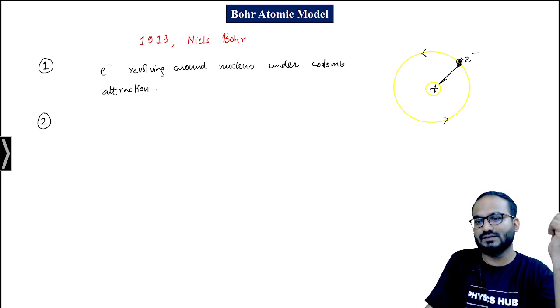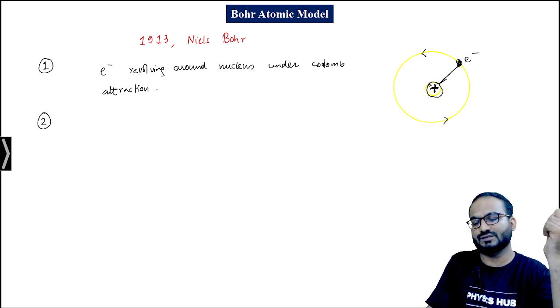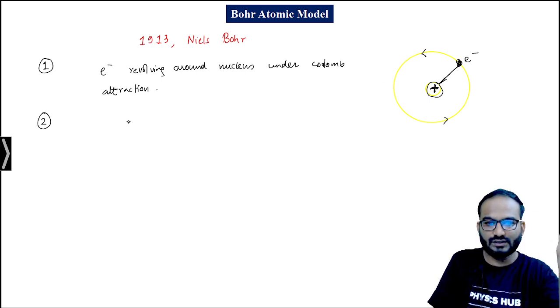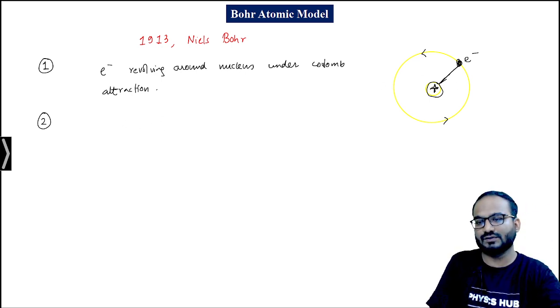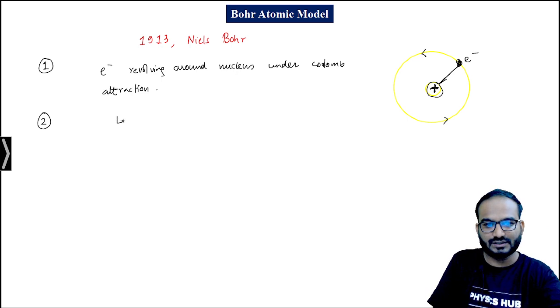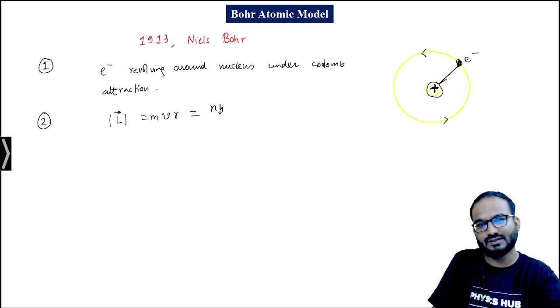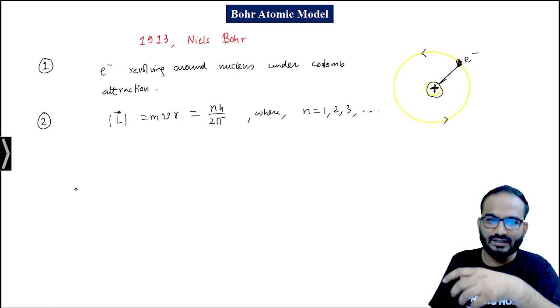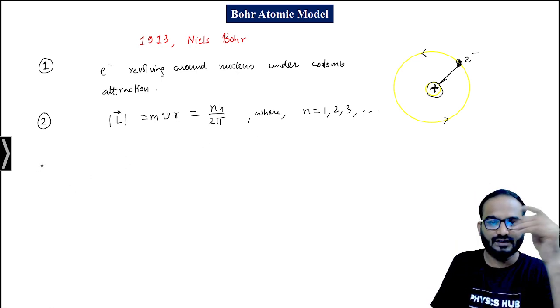Okay, this was the first postulate. Number 2, this electron cannot arbitrarily move in any of the orbit. It can only move into some specified orbit which are known as stationary orbit. So only those orbits are suitable for the electron, for which this condition L is equals to mvr is equals to nh by 2 pi is satisfied, where these n values are 1, 2, 3. I am not writing everything as we are trying to cover it quickly, so I am just writing the main things.